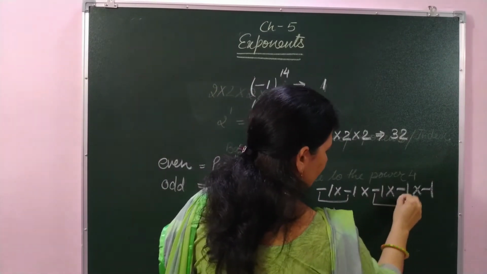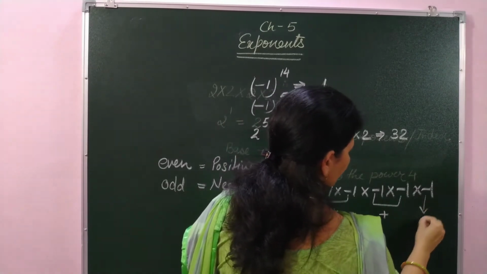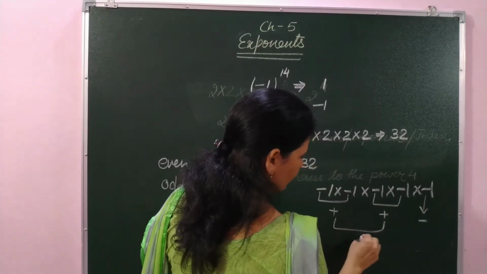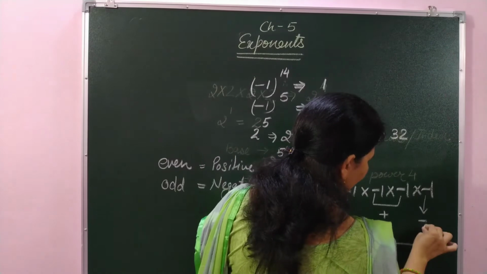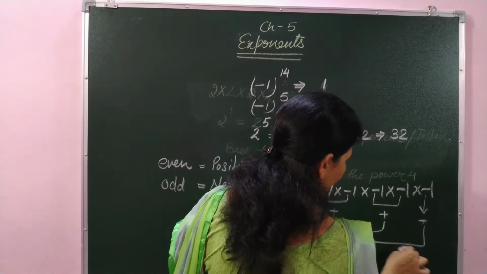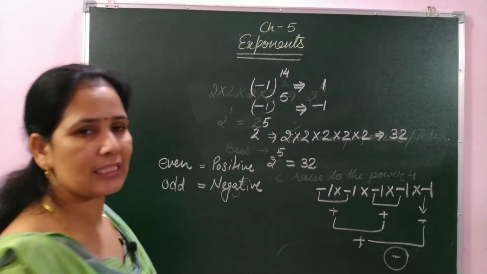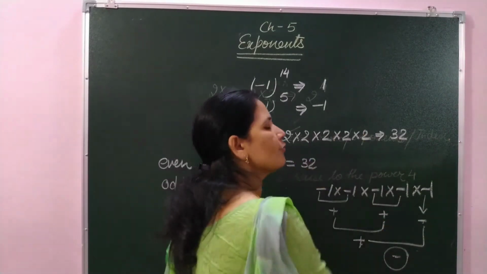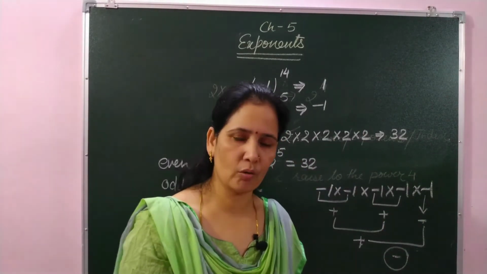Okay, minus minus plus, and this is again minus. Plus plus plus, and this plus multiplied with minus, plus minus minus. So at the end, what do we get as the answer? Minus.